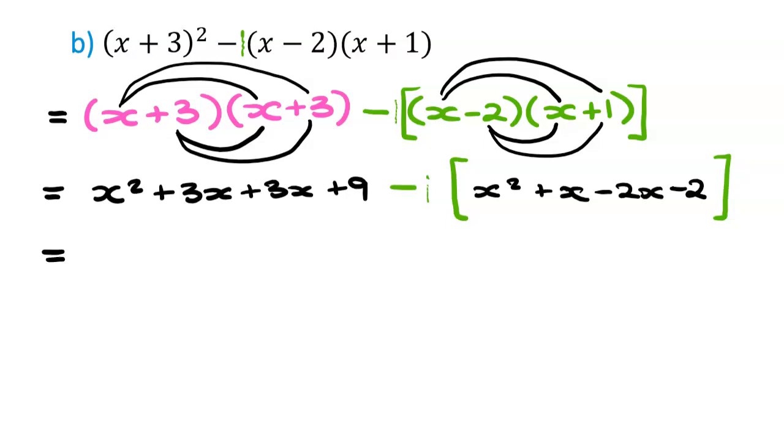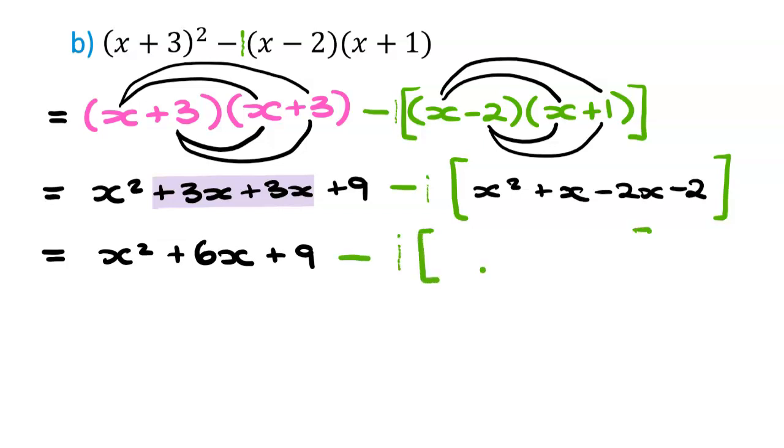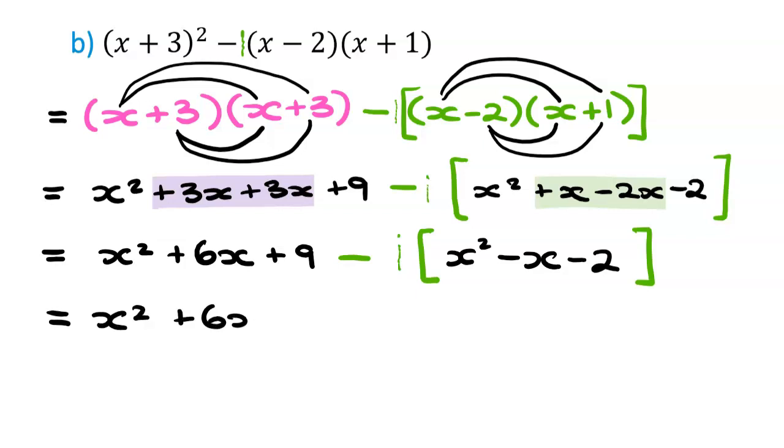Now, let's simplify things before we keep going. I notice that in the first set we've got 2 lovely like terms, so that will become x squared plus 6x plus 9. Let's keep that minus and that invisible 1 and our brackets, and we're going to clean up these 2 like terms. So inside of here that will become x squared. If we've got plus x minus 2x, that'll be minus x minus 2. Now, this first lot, x squared plus 6x plus 9, is just going to hang out, and we're going to have that invisible negative 1 multiply with everything in the second bracket.